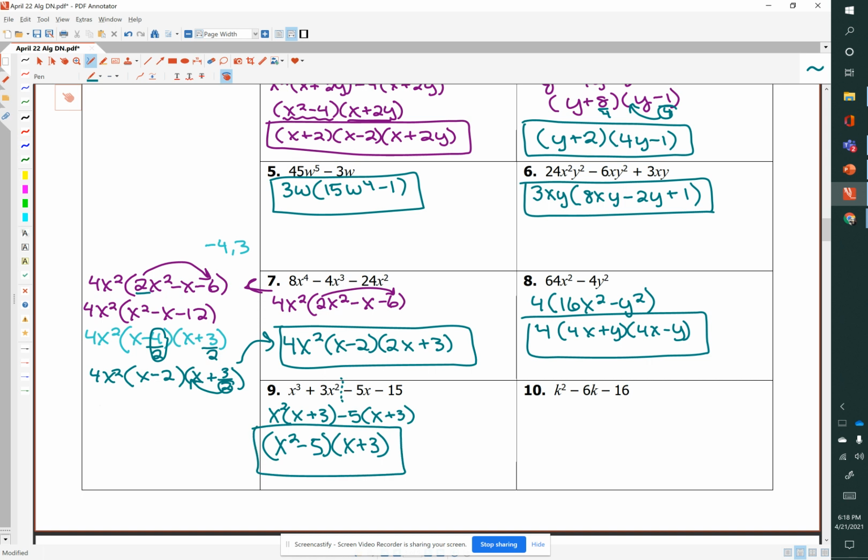That's the final answer. And then we have a straight trinomial with no leading coefficient in number 10. So we need 2 numbers that add to negative 6 and multiply to negative 16. So we're going to need a positive and a negative, and that would be negative 8 and a positive 2. So that will be k plus 8, k minus 2, and our work is done for that one. So let's move on to the second page.